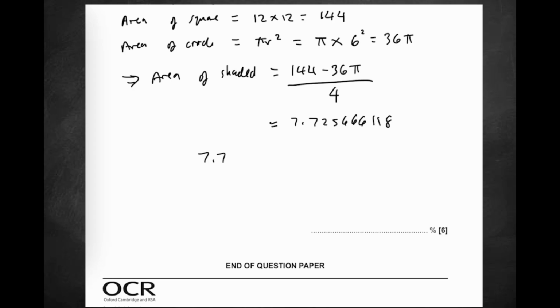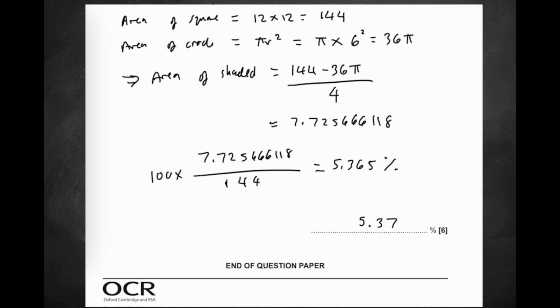So we want 7.725666118 divided by 144, which was the full shape, multiplied by 100, of course, for the percentages. And we get 5.365%. And I'll just call it 5.37%.